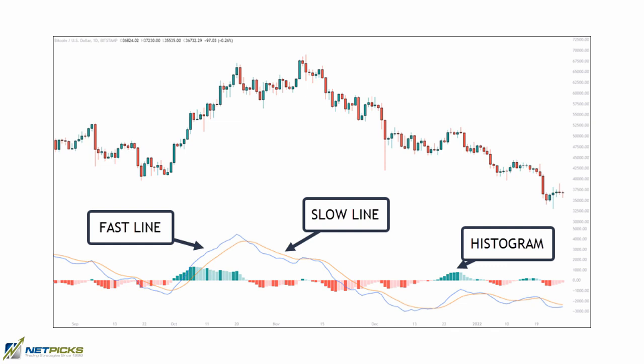And most charting packages, including TradingView, which is my favorite, will have the indicator; just pop it on the chart. I don't use the histogram at all, and all that is, is a visual representation of the distance between the slow line and the fast line.